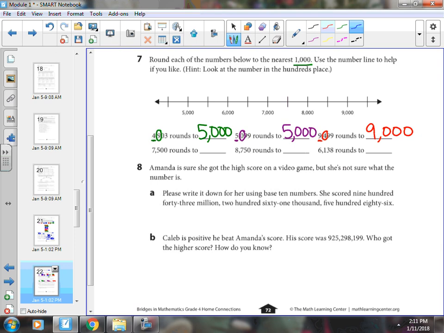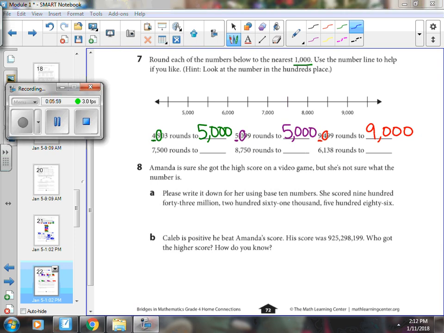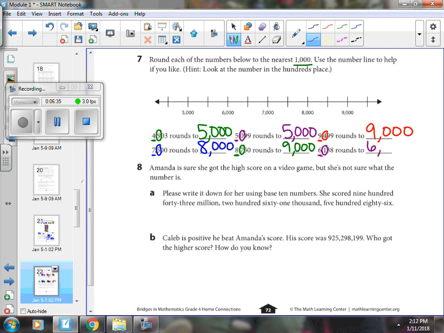Down below, 7,500. Rounding to the nearest 1,000, I see a 5. A 5 tells us to bump it up. Again, 7,500 is really not closer to either of them, 7,000 or 8,000, but mathematicians decided if it's right smack in the middle, round up. 8,750. Rounding to the nearest 1,000 means I have to look at the hundreds place, and that 7 tells me to bump it up. And the last one, 6,138. Look at that 1, and that 1 tells us to keep it the same, or keep it a 6.